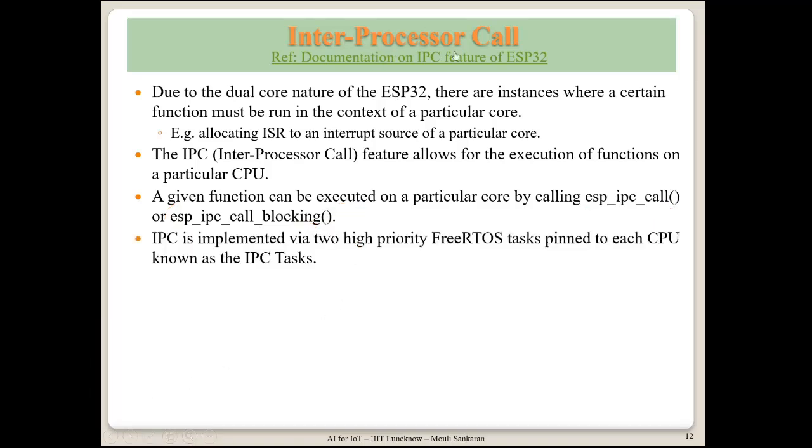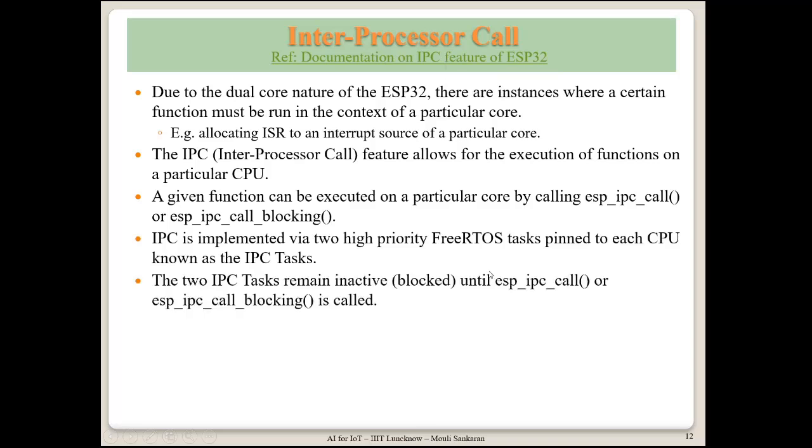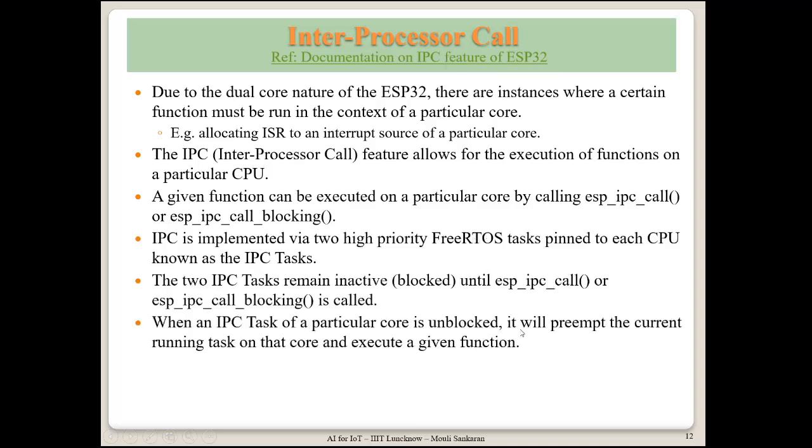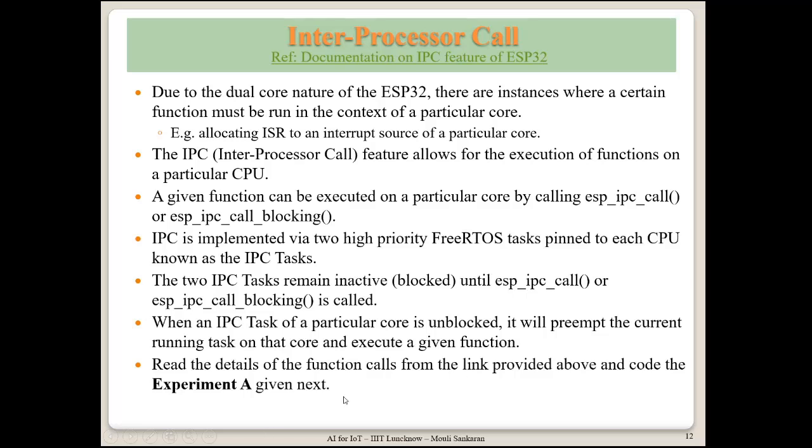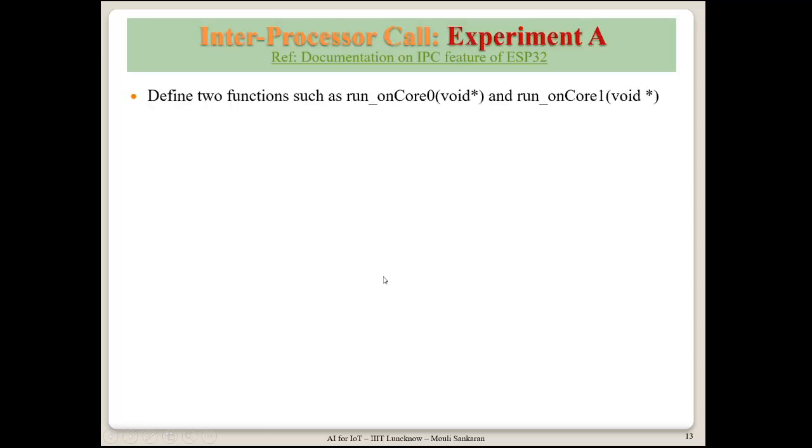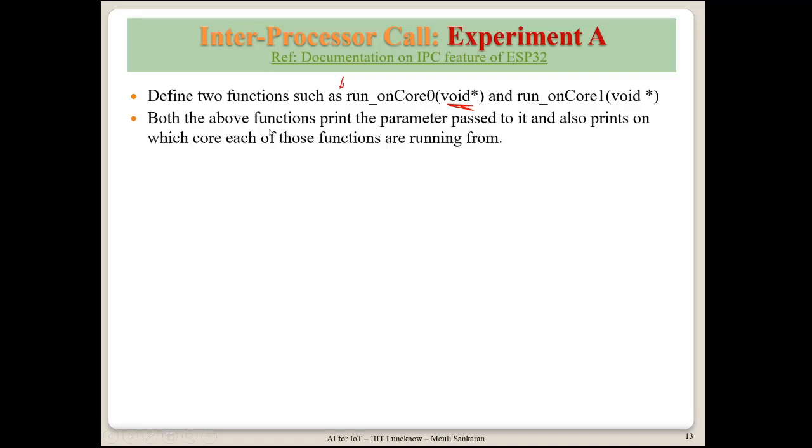Now I want you to read the reference. I explained how it is implemented. I want you to do this experiment A. What is experiment A? Let me explain. You need to define two functions, which return void and receive a void star: run on core 0 and run on core 1. Both functions print the parameter passed to them and also print which core they are running on. You know the function to call to find out which core this function is called on, so that you can verify it.